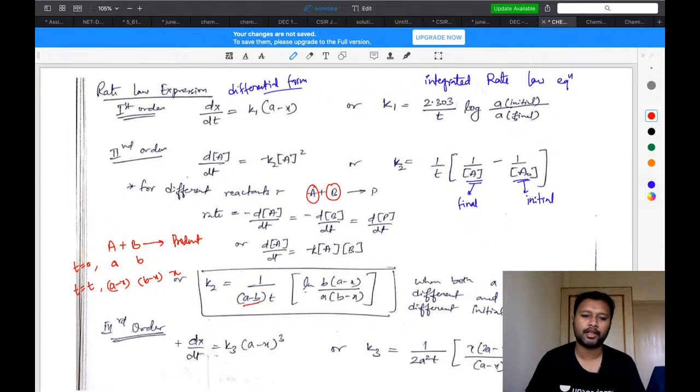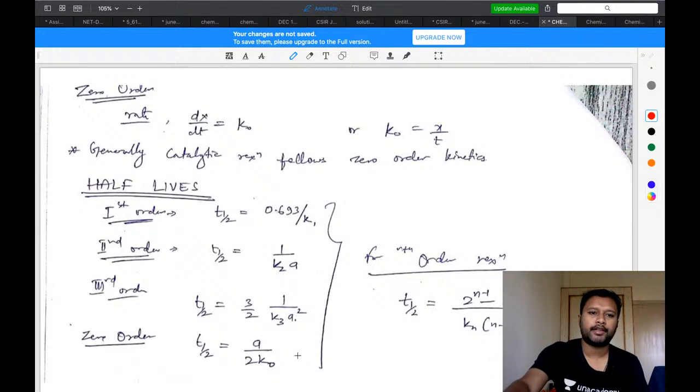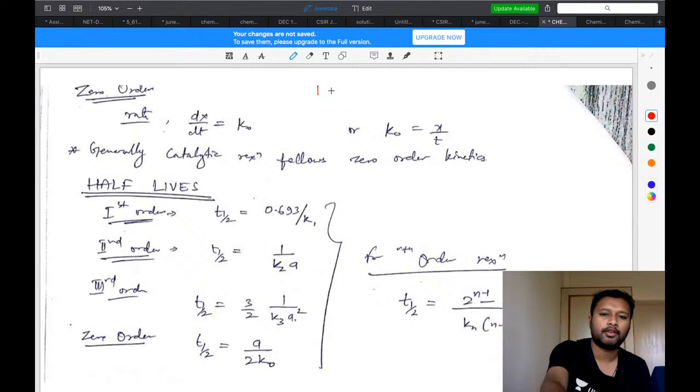Now for the third order reaction, the equation is not visible to you, so the equation goes like this: K3 is equal to 1 upon 2a square t, and in the bracket we have x(2a minus x) divided by (a minus x) whole square. That's how we write it for the third order reaction. For the zeroth order reaction, the equation is K equals x upon t, where x is the concentration of product, or you can write it in terms of A also.